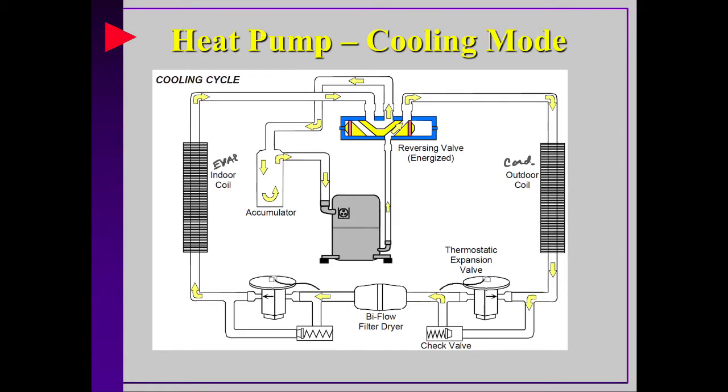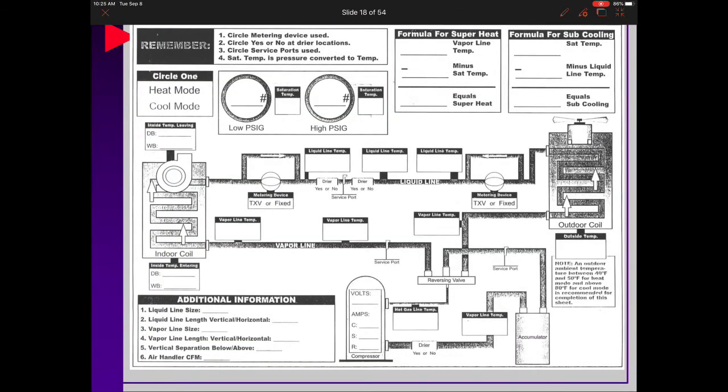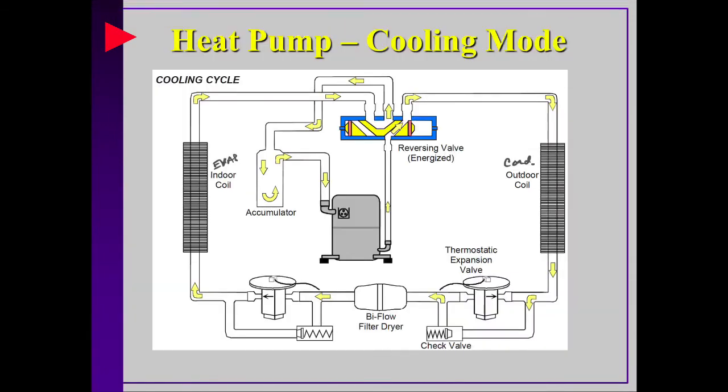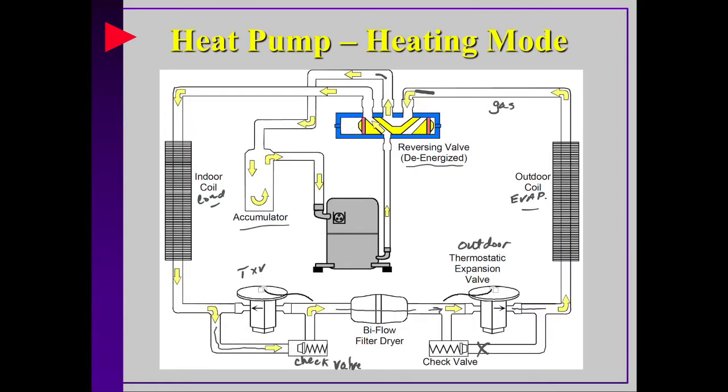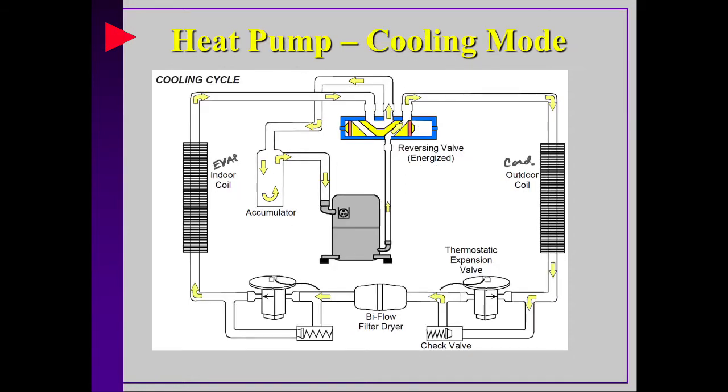And of course we send the hot gas. Notice how the direction has changed. In the previous slide, we were showing the direction going in this particular manner into the coil, and then when we go to the cooling mode, notice how the direction has now changed. So now we're sending it the opposite way, which is the reason for the bi-flow filter dryer.